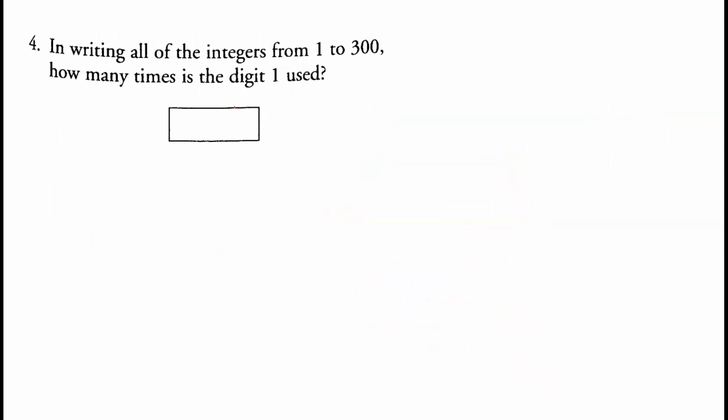Now in writing all of the integers from 1 to 300, how many times is the digit 1 used? Now, this is quite a long question. We need to use our intuition as well. So we can take 1 to 99. How many times are we using 1? From 1 to 10, it's 1 and 10.